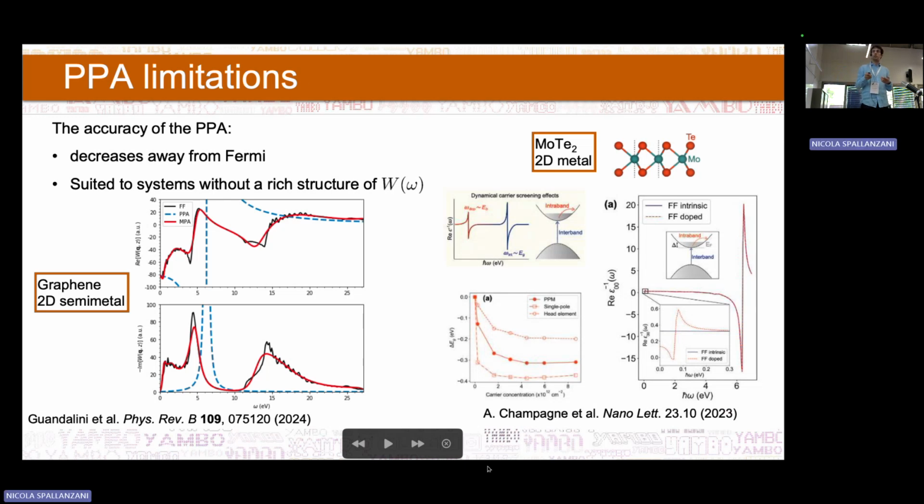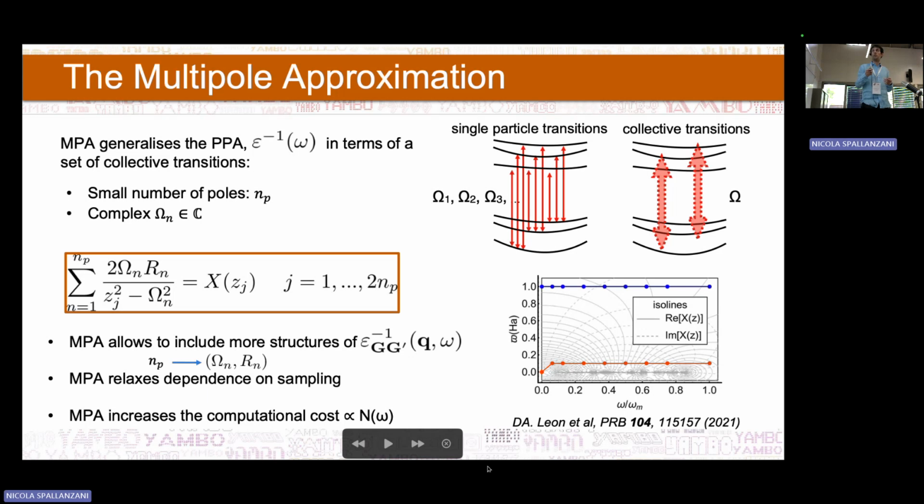And that's the reason for which in YAMBO another approach has been introduced, another analytical approach: the multipole approximation. The idea is, and you can look at it as an extension of the plasmon pole approximation, instead of considering just one collective motion of the electrons, you allow the system to have more than one collective motion. There are still not as many as single-particle transitions, but you allow a finite number of collective motions, NP for example.